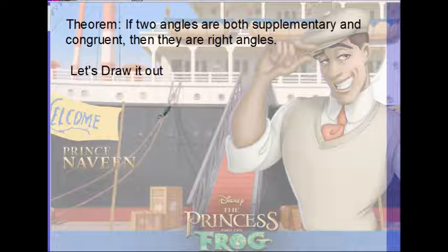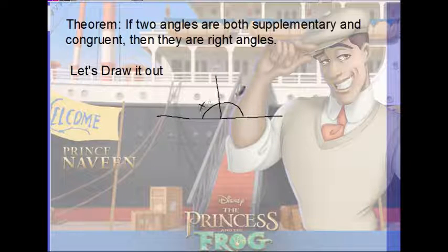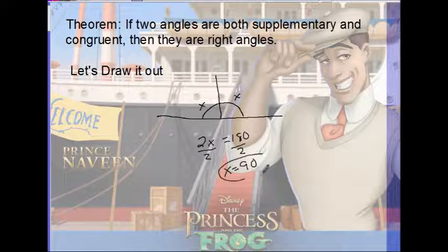First and foremost, if they're supplementary, we know they're going to be on the same line. Now, if they're both congruent and supplementary, we're going to call them both x. Now, if we have 2x equals 180 because they're supplementary, divide both sides by 2, each one of them is going to be 90 degrees, meaning that each one of these is going to be a right angle.